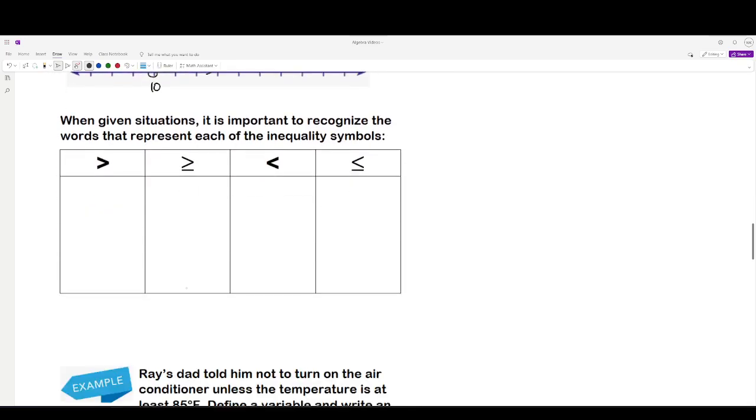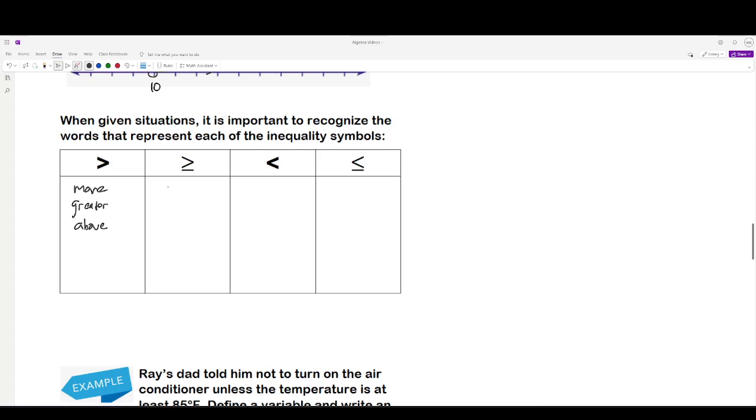All right, so there are words that we use to represent these. Hopefully you're familiar with some of these. We use words like more than, greater than, more, greater, above. That's not no less than. Whoops, that would be the next one. More, greater, bigger. Words like that, words that mean bigger numbers.